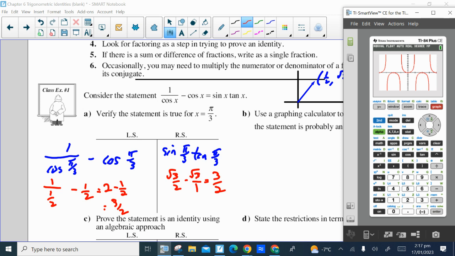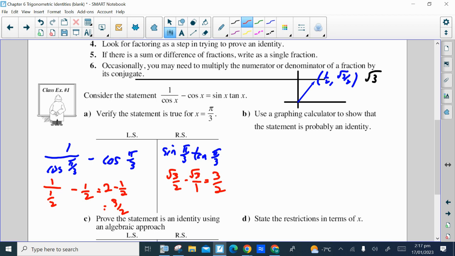And we use the word probably because this only shows that the two graphs are the same between the windows that we chose, between negative 360 and positive 360 degrees. It is possible there's a spot somewhere outside of that domain where the two graphs are not the same. We have no way of really knowing because we can't put an x minimum of negative infinity and an x maximum of positive infinity in here. And if we did, the graph would be so squished together, it would be really difficult to even see the graphs. So you can show that the statement is probably an identity by using a graphing calculator.